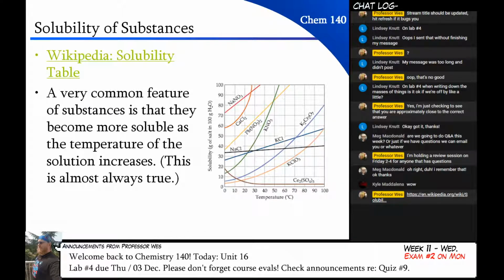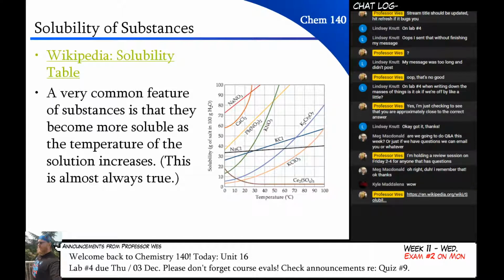Now, again, we're going to go into that in much, much more detail in 161 and 162, because we're going to talk about how solutions dissolve and how equilibrium accounts for dissolution and recrystallization. But that's all beyond the scope of this class. So just suffice it to say, as things get warmer, they tend to be more soluble in almost all cases.